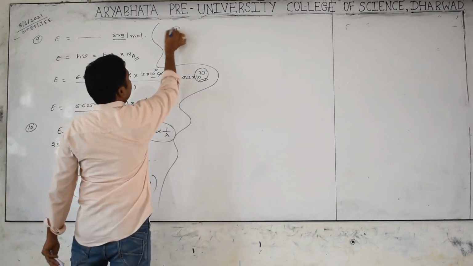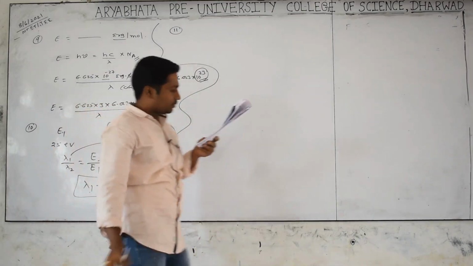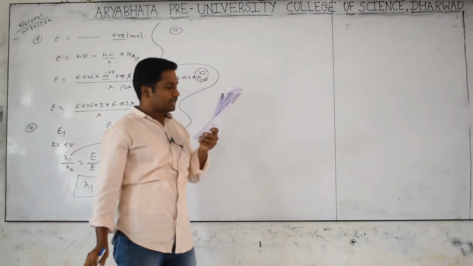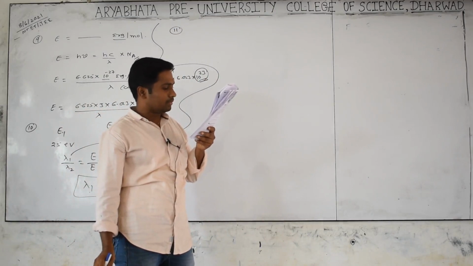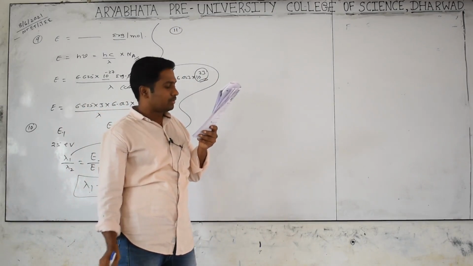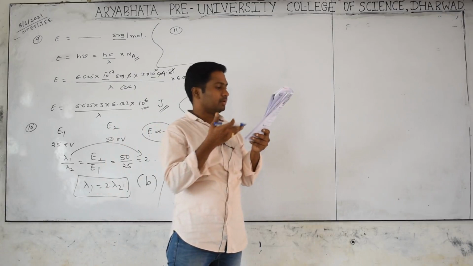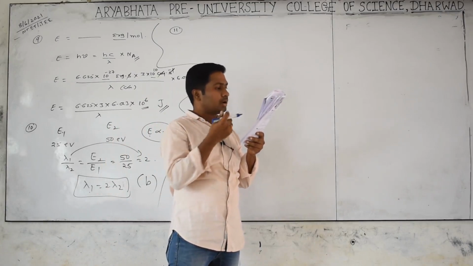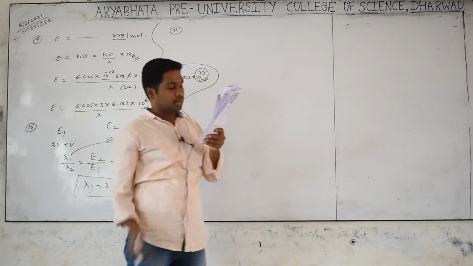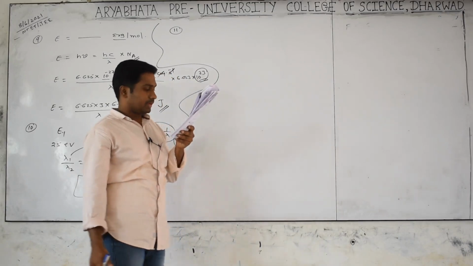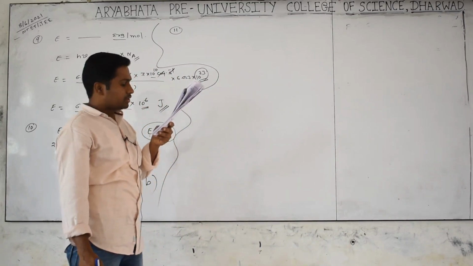Question number 11. The value of Planck's constant is given, the velocity of light is given, and we need the value closest to the wavelength in nanometers. Given frequency is similar to which one? This one, the 8th question. The 8th and 11th questions are similar, you can get it. For a given energy E.